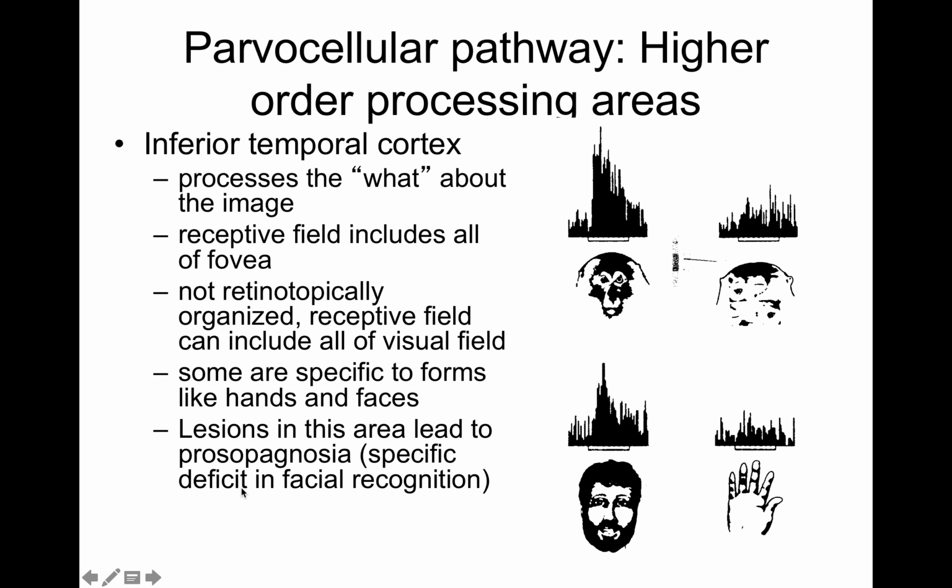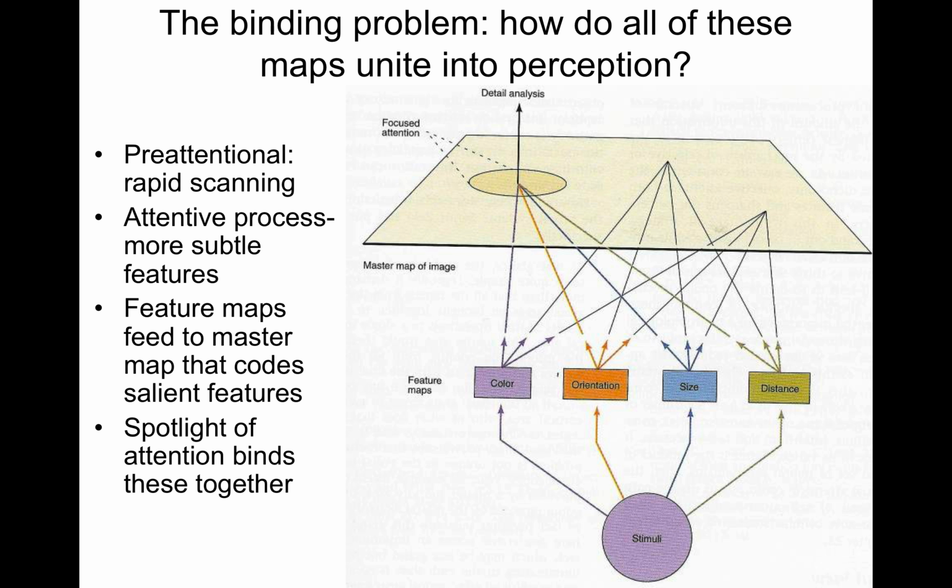And then lesions in V4, visual cortex 4, are where you can see some color agnosia and the inability to perceive color. So this illustrates some of the types of ways that we've broken down our stimuli. We have color, orientation, size, distance, all these types of maps within our visual cortex.